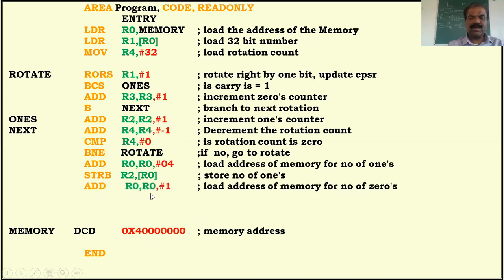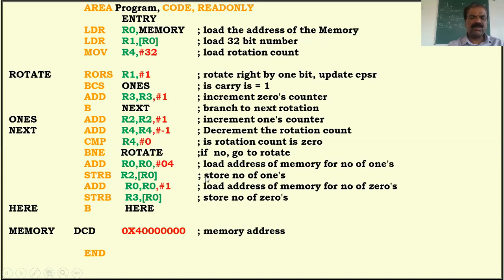Then increment the content of R0 by 1. Then store the content of R3. I'm storing a byte, not 32 bit. The byte is sufficient to store number of ones and number of zeros. Store byte from R2 to memory, that is number of ones. Store byte R3, which contains number of zeros, to memory. That address is given by R0. Then stop. So this is the way of counting number of ones and number of zeros.